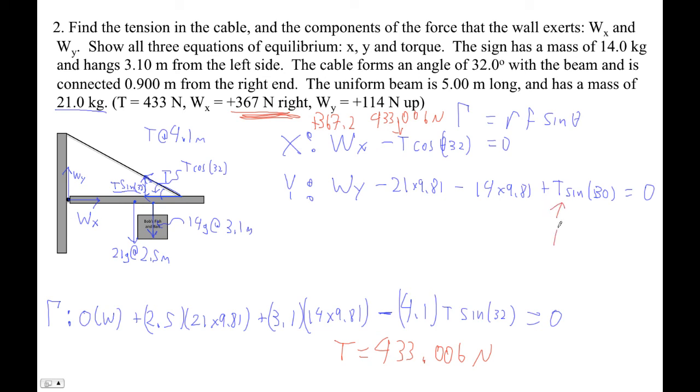We're going to plug in 433.006. So basically I'm going to do all of this, subtract that. That'll be this one. So 21 times 9.8 plus 14 times 9.8. And then I'm going to take away this guy. And I get 113.89 newtons. Ta-da. All right, there's that.